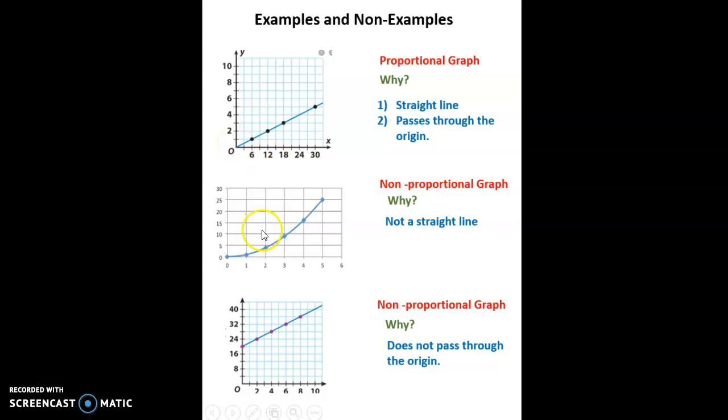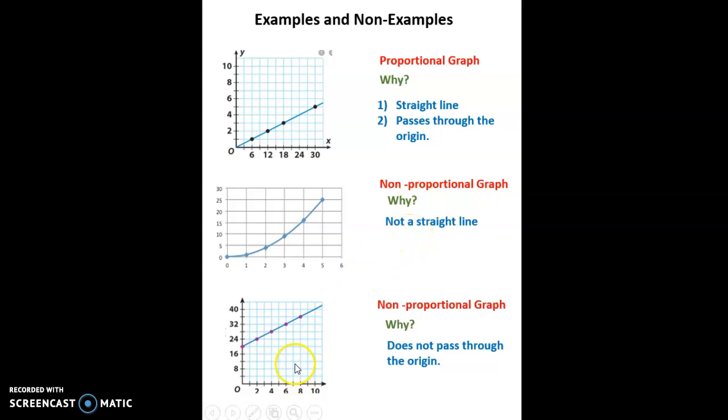Now let's look at example 2. This is a non-proportional graph. Let's look at why. It has to have both of these things. Number 1, it has to be a straight line, and this is not. So right away we know it is not a proportional graph. It does have the second characteristic where it crosses through 0, 0, but it's okay if it has one, it still is non-proportional. It has to have both.